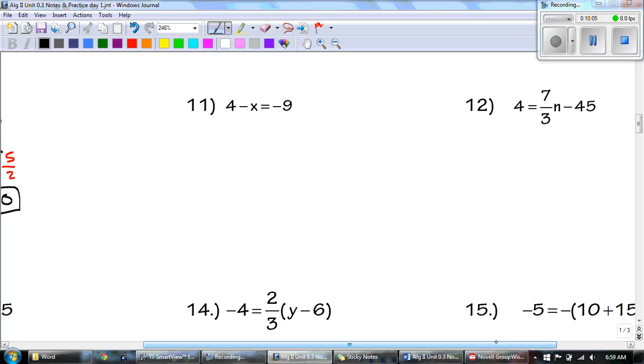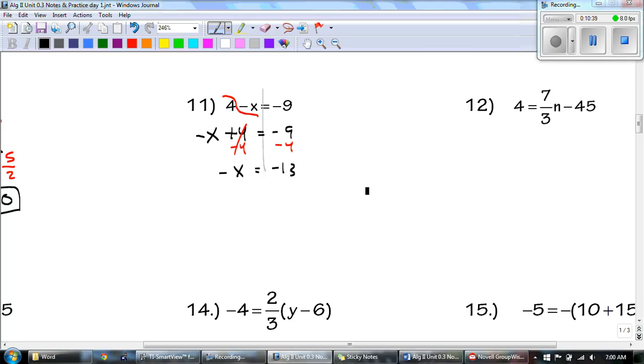All right, number 11. So with number 11, people kind of get confused with what to do. So sometimes it might be easier to write this in standard form, okay? And by standard form, just remember we put the variable first and then the number, and that is a positive 4, okay? So now I can tell that that's adding 4 and I need to subtract it to the other side. I have negative x equaling negative 13.